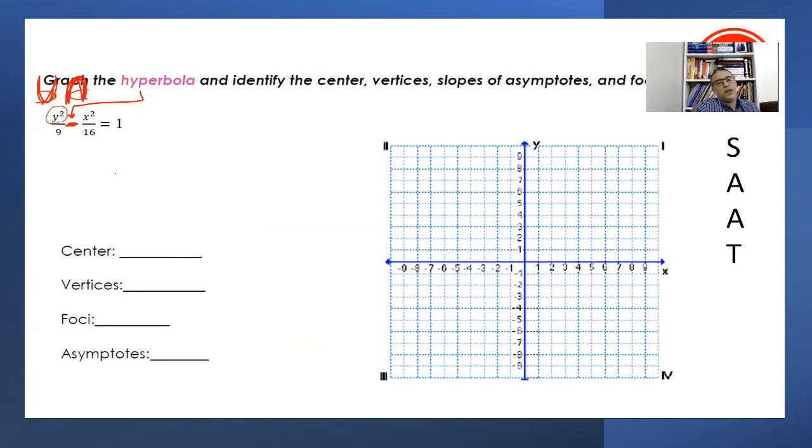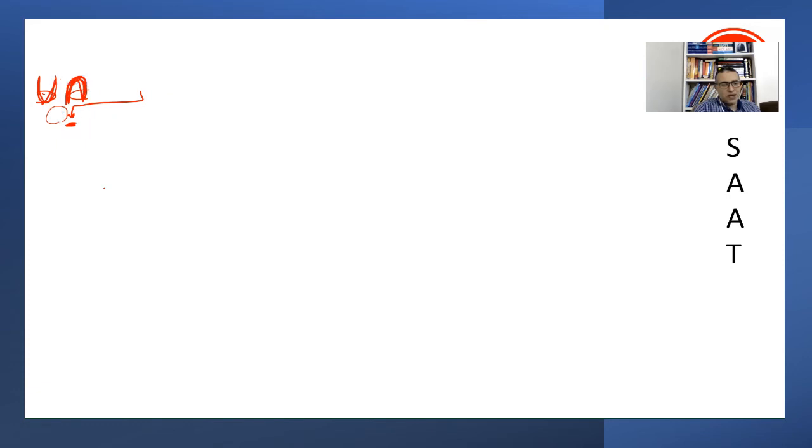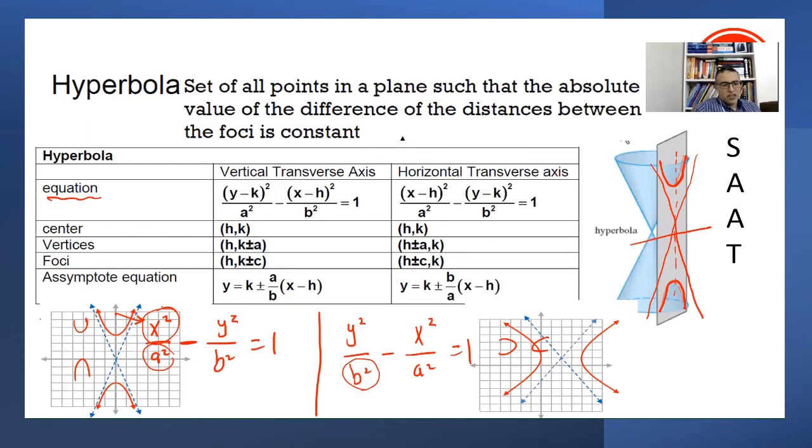Again, if it starts with y squared, it opens up and down. If it starts with x squared, it opens to the right or to the left. So I made a mistake earlier when I said that if it starts with x squared, it's up and down. No. If it starts with x squared, it's right and left. And if it starts with y squared, it opens up and down.